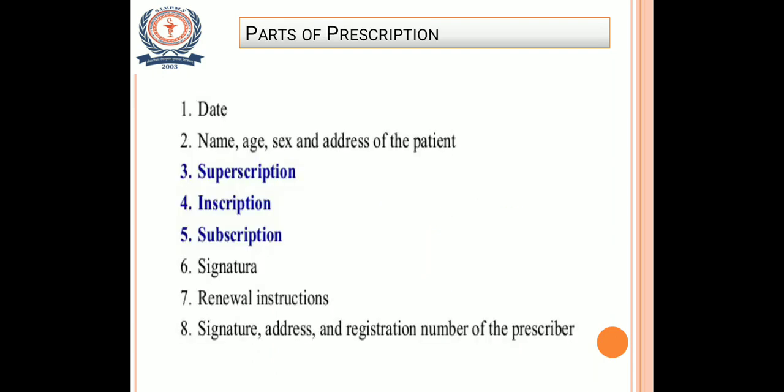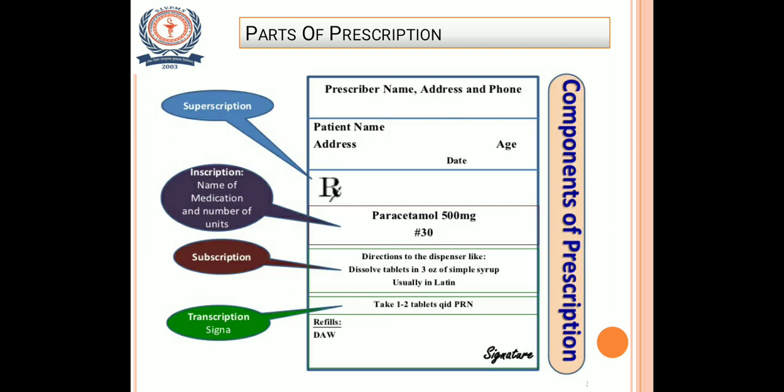Now let us discuss various parts of prescription. A prescription contains the main thing, that is the date, then the details of the patient such as name, age, sex and address, superscription, inscription, subscription, then signatura, renewal instruction and details of the prescriber like his signature, address and registration number. Now one by one we'll discuss the parts of prescription.